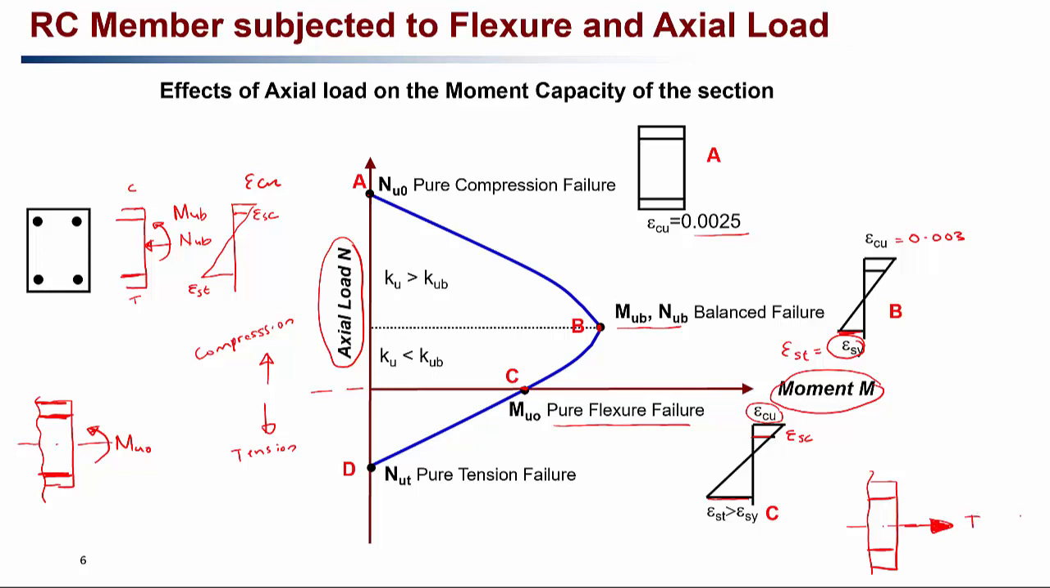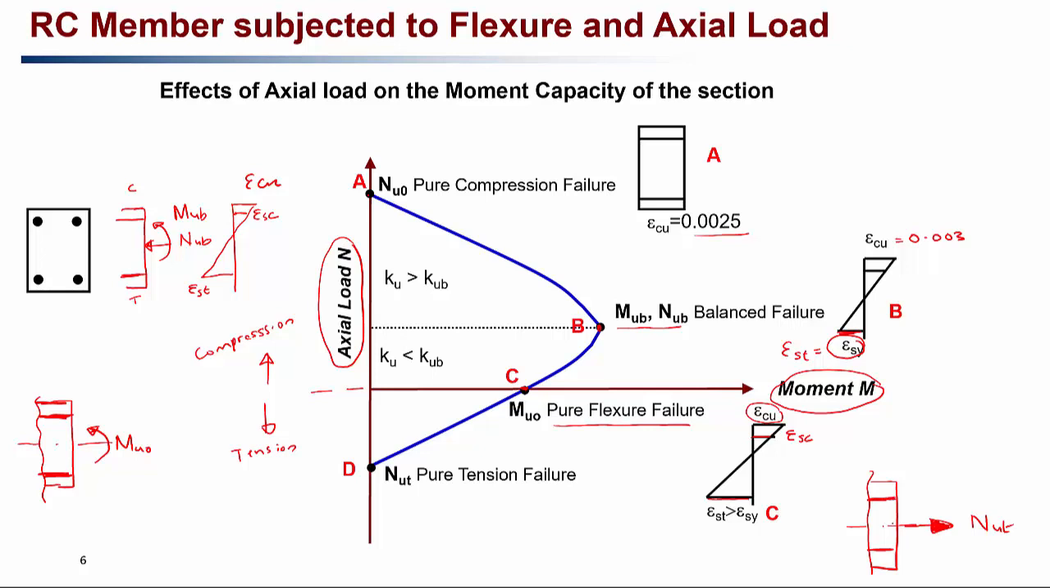So let's write it as NUT, the pure axial tension capacity. There is no eccentricity, so the column is subjected to pure axial tension. And when it is subjected to axial tension, all the stress is taken by the steel alone, because the concrete cannot take any tensile stresses.